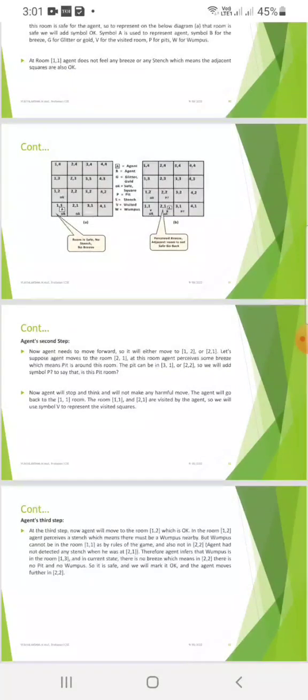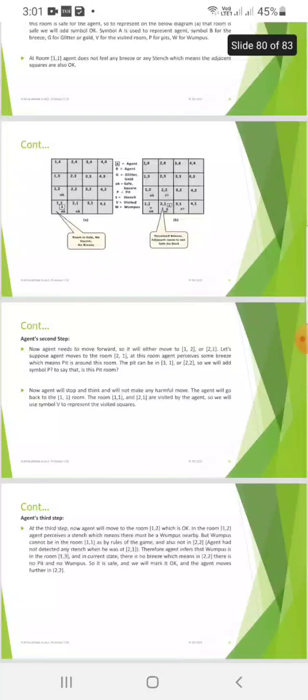Now the third step is, the agent will move to the room 1,2, which is okay. In the room 1,2, the agent perceives a stench. Means what? There is a wumpus nearby. The wumpus cannot be in the room 1,1 by rules of the game, and also not in 2,2, because the agent had not detected any stench when he was at 2,1. So therefore the agent infers that the wumpus is in the room 1,3.